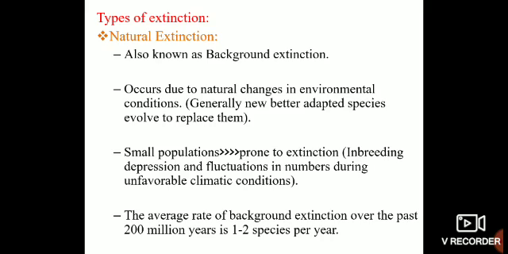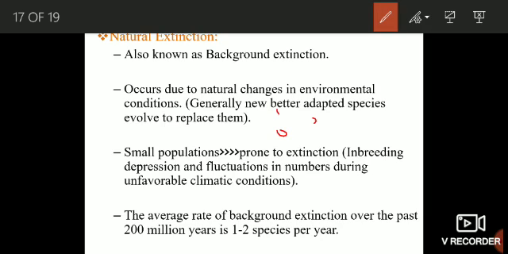Usually small populations are more prone to extinction because of a number of reasons. For example, you have inbreeding depression, and you have fluctuations in numbers during unfavorable climatic conditions. In small populations you have a limited number of individuals, and when you have a limited number of individuals, inbreeding takes place. Inbreeding means mating between close relatives. Inbreeding is associated with a type of depression known as inbreeding depression. What actually happens is that when two closely related individuals mate, some recessive deleterious alleles become expressed, and because of their expression the offspring dies. Okay, this further decreases the population size.